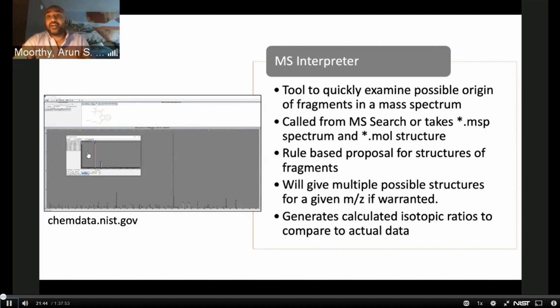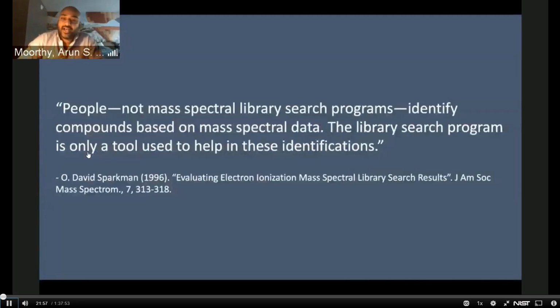So far, I've kind of highlighted all of the tools that we produce at NIST. But what's important to recognize is that these are all tools. So I only got into mass spec around 2016, and I was struggling with this because I come from a math background, and I was like, oh, what's going on with these library search results? You know, I think I know what I'm looking at, but then it turns out I don't.